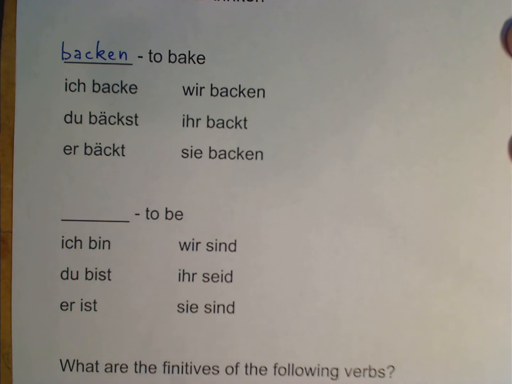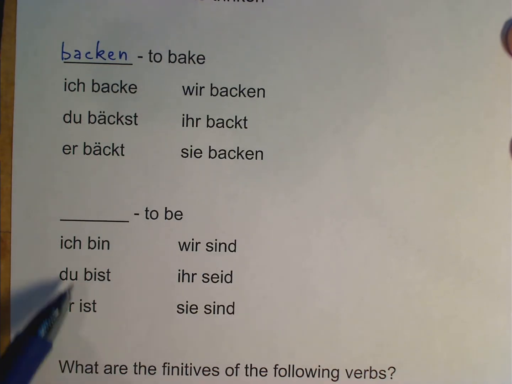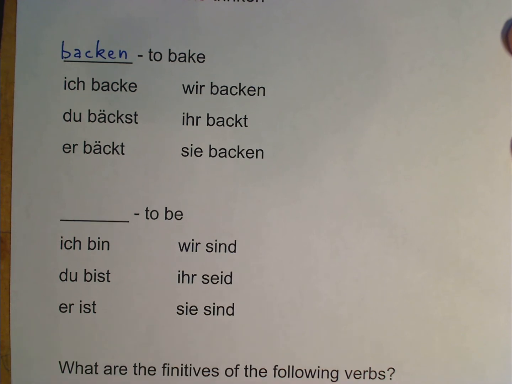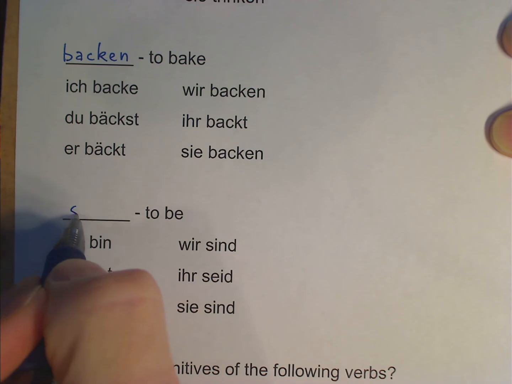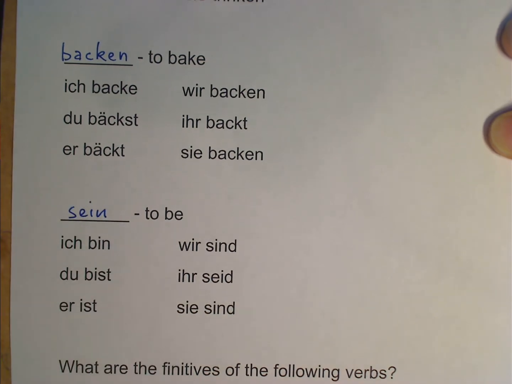If you see any of these, ich bin, ihr seid, sie sind, this is the most irregular verb in German. Don't forget that this verb is sein. You're going to see that in just a little bit.